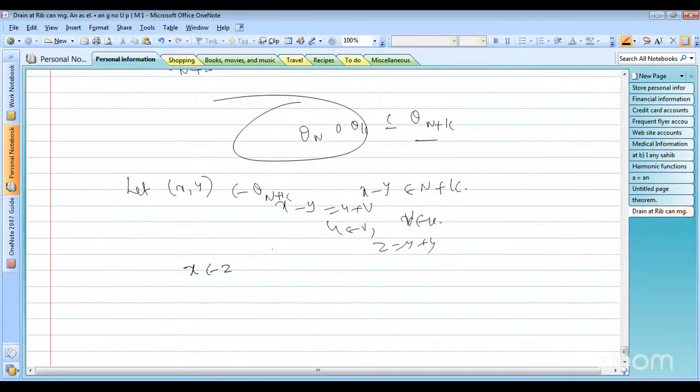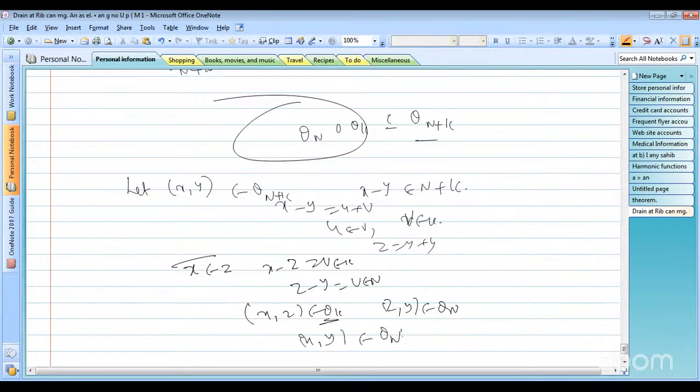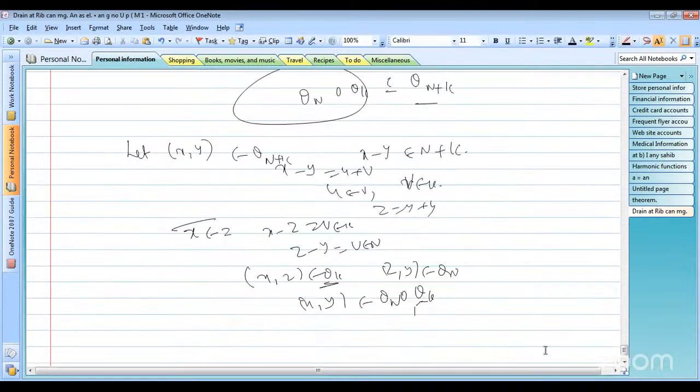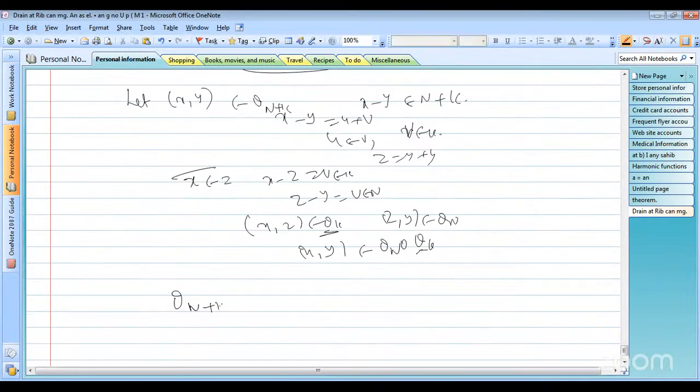So x minus z is equal to v belongs to k, and z minus y is equal to u belongs to n. So (x, z) belongs to theta k, I am writing here, and (z, y) belongs to theta n. So this implies that (x, y) belongs to theta n circle theta k. So therefore theta n plus k is contained in theta n circle theta k. So the containment theta n plus k subset of theta n circle theta k, which we told earlier, or theta n circle theta k subset of theta n plus k, both are the same here.